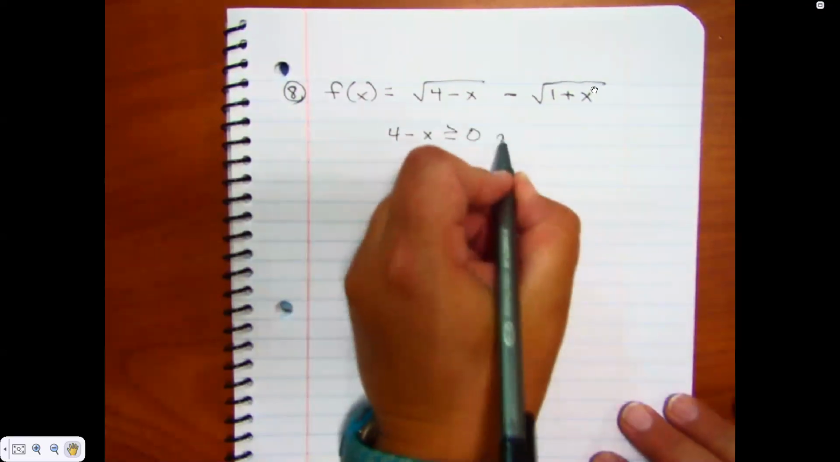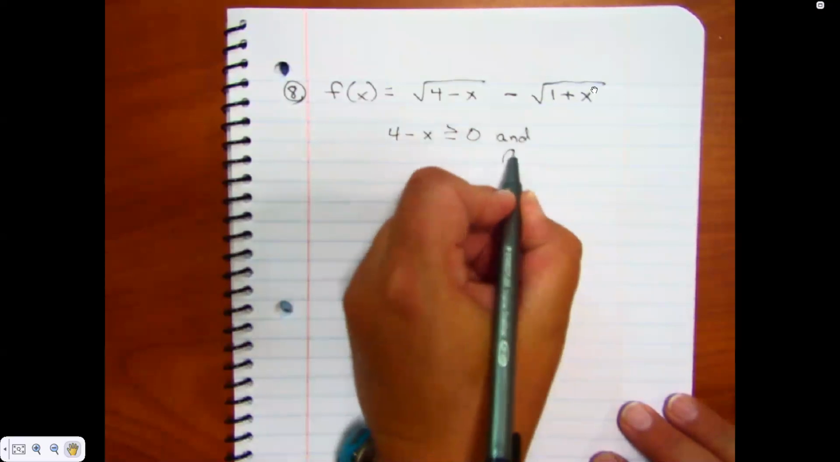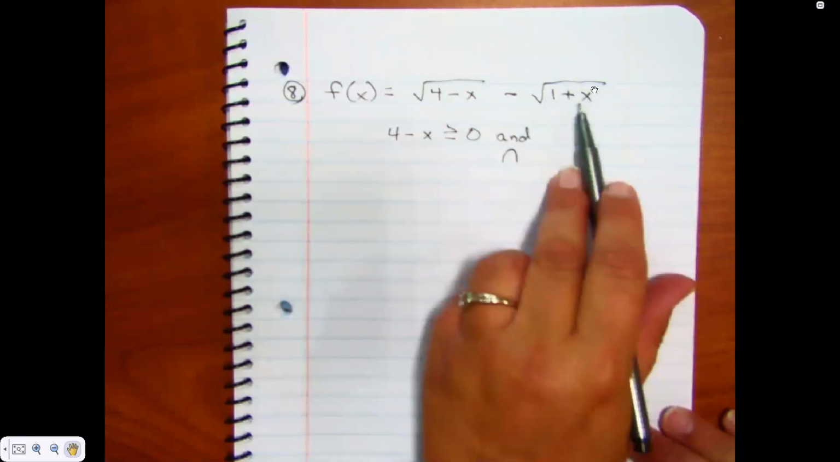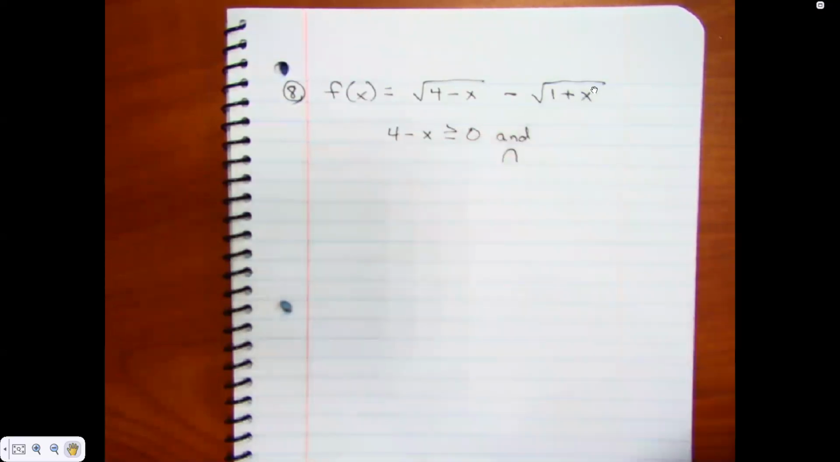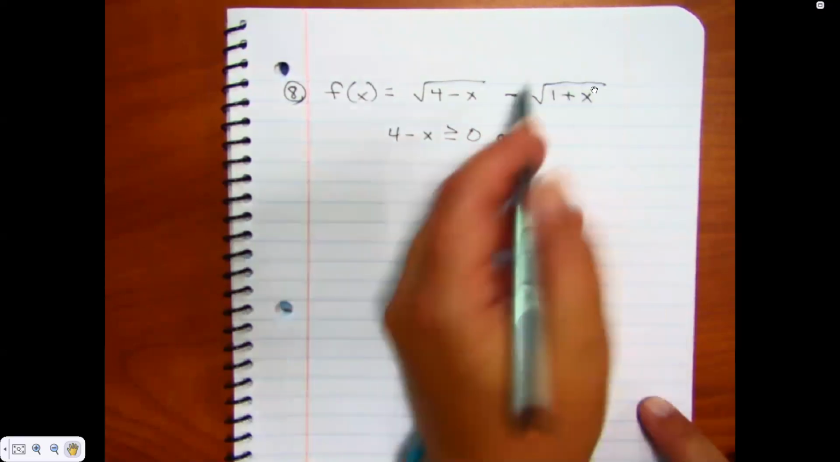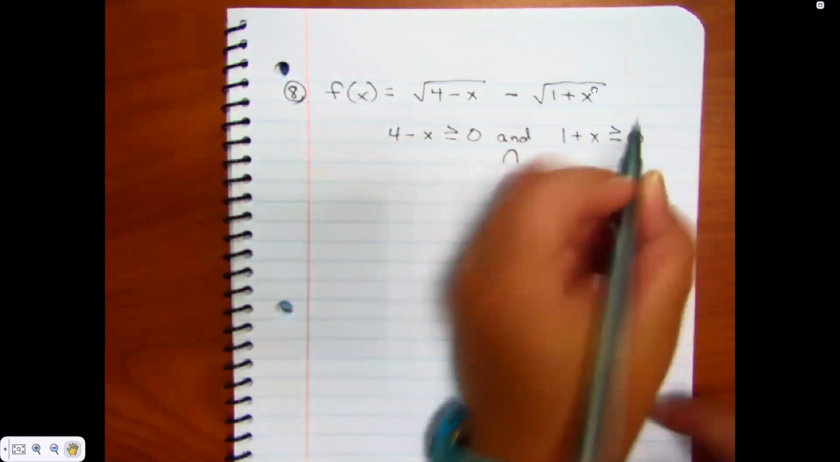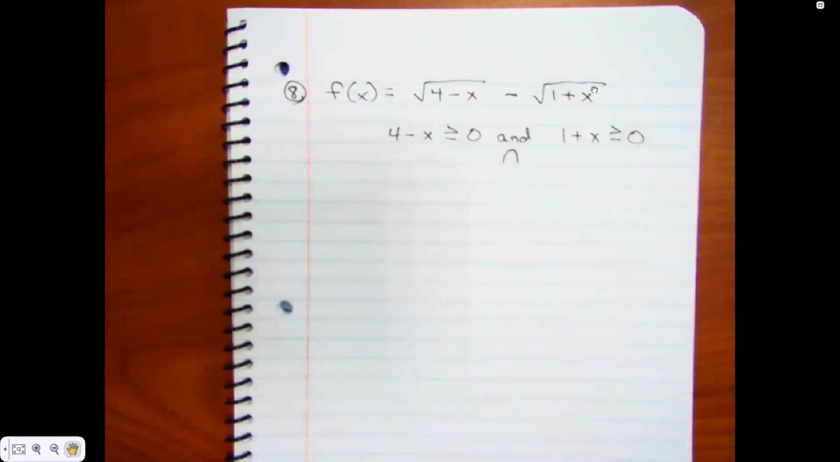And not union, but actually intersection. At the same time, we have to make sure this can't be negative either. So 1 plus x has to be greater than or equal to 0 also at the same time. Are you okay? So that's a good question.